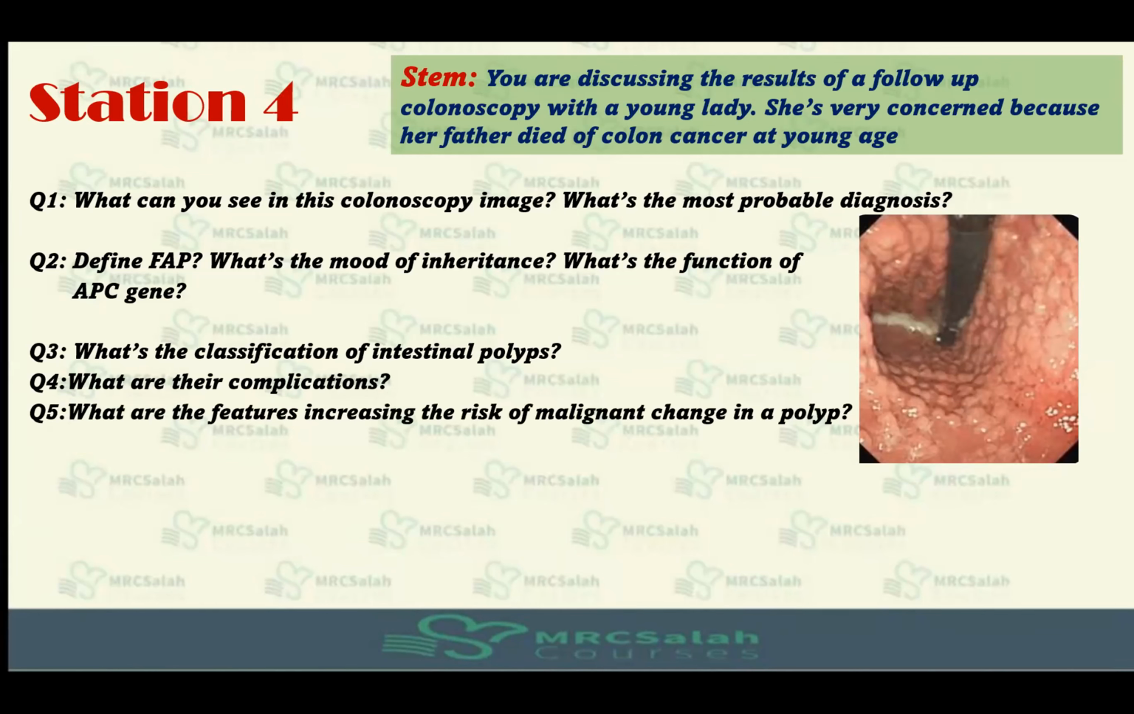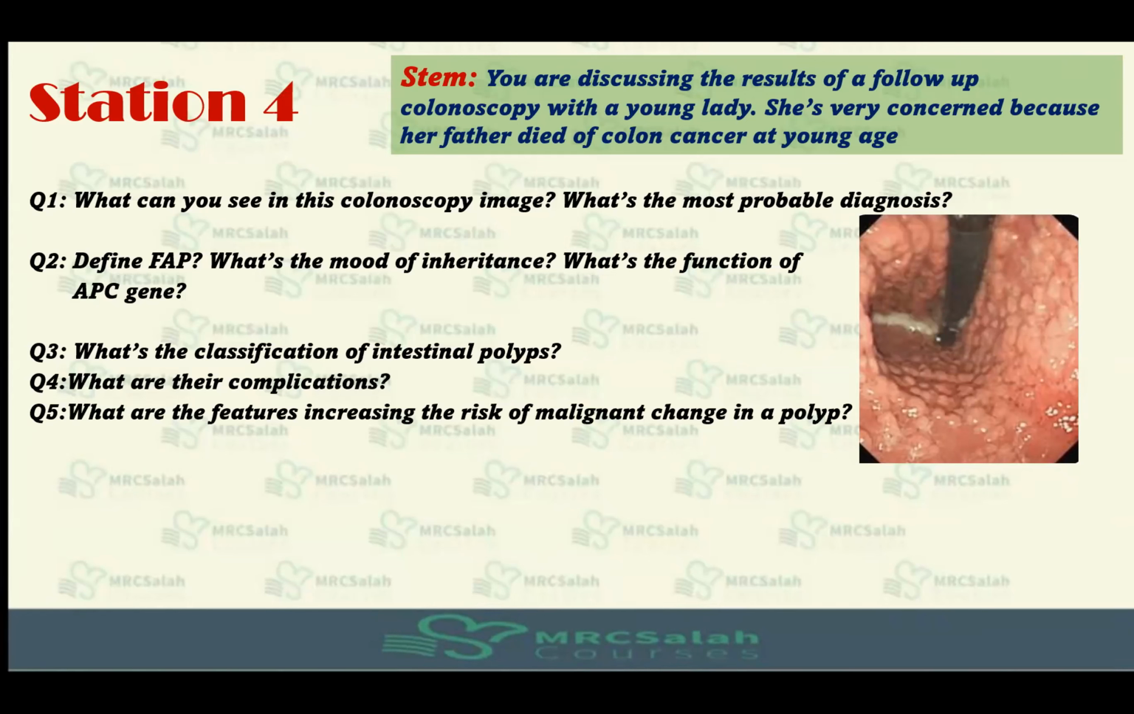What are the features increasing the risk of malignant change in a polyp? Mark. I think the size, the diameter; increasing diameter would predispose to malignancy. And then obviously the type, whether it is a tubular or villous type. So can you please classify them according to the risk of malignancy? Which one is associated with a higher risk? I think the tubulovillous has a higher risk of malignancy.